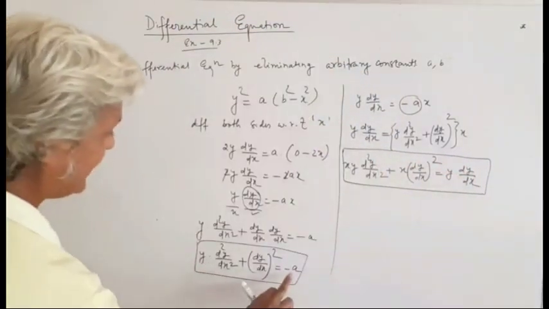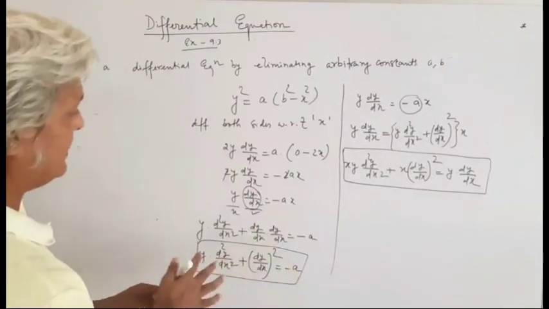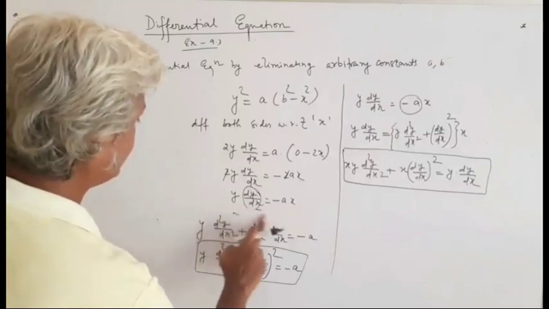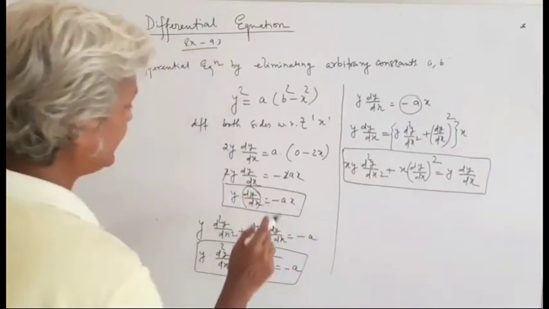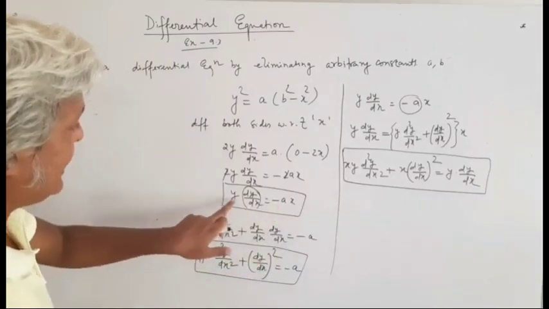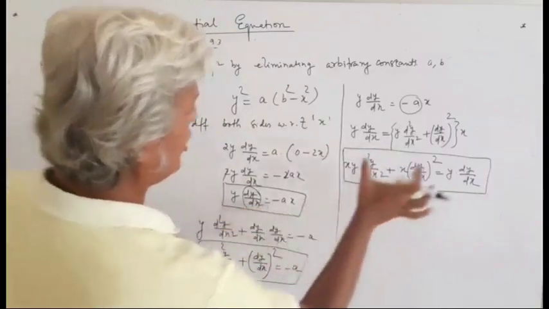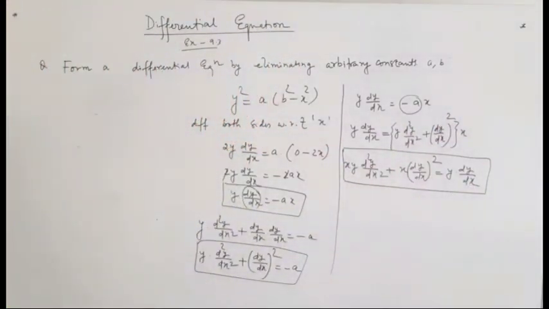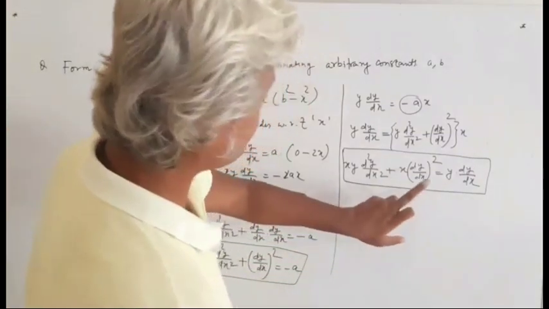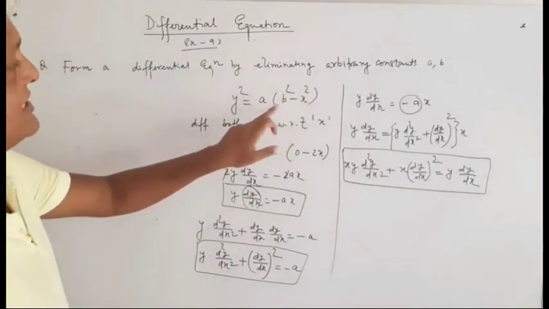So here I found the value of minus a as this, and then in this equation I just put the value of minus a. So y dy by dx is minus a and this is x. Then I simplified and I found this is the answer. So this is your differential equation we found by removing these arbitrary constants a and b.